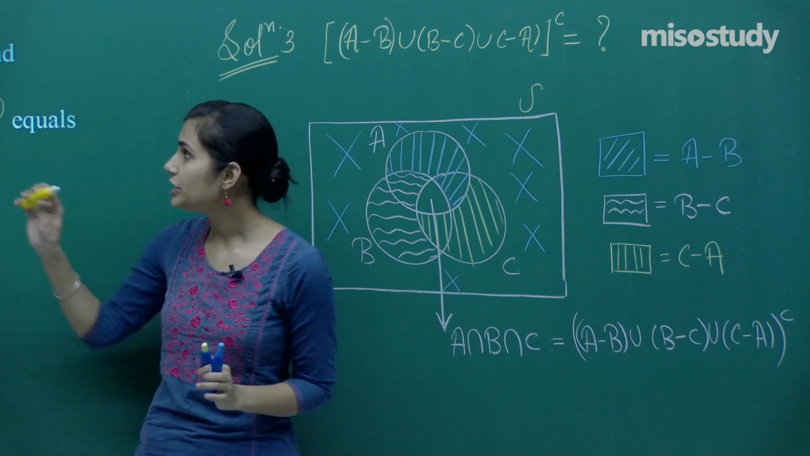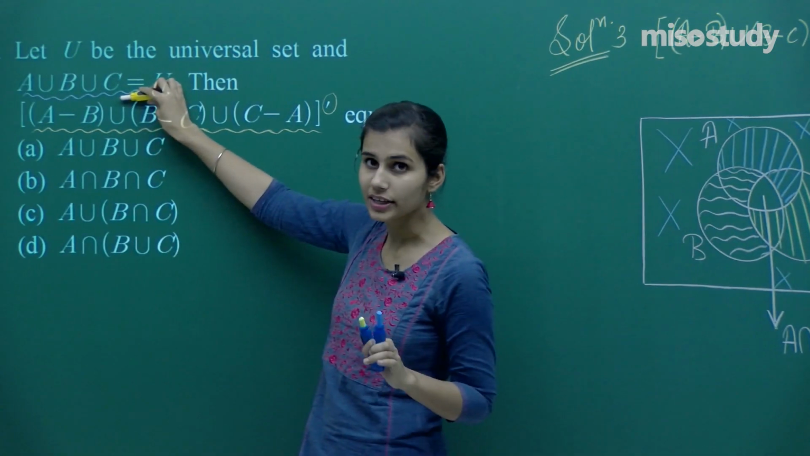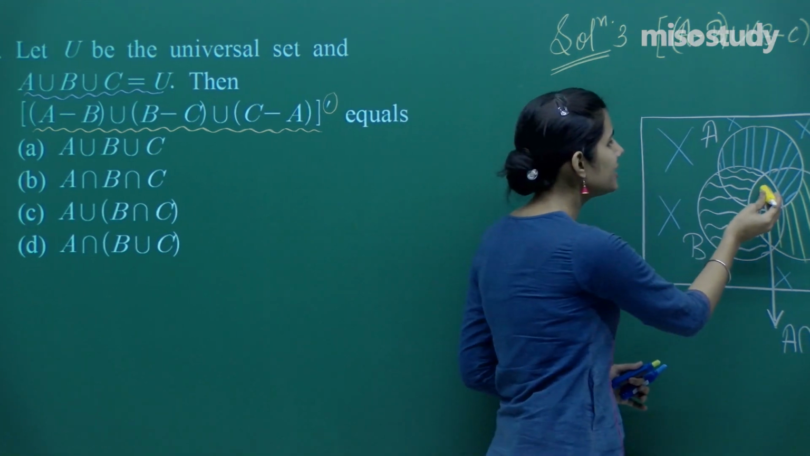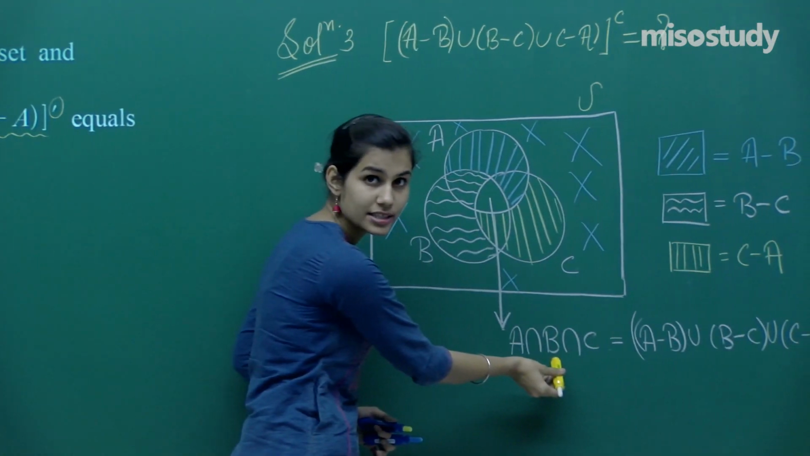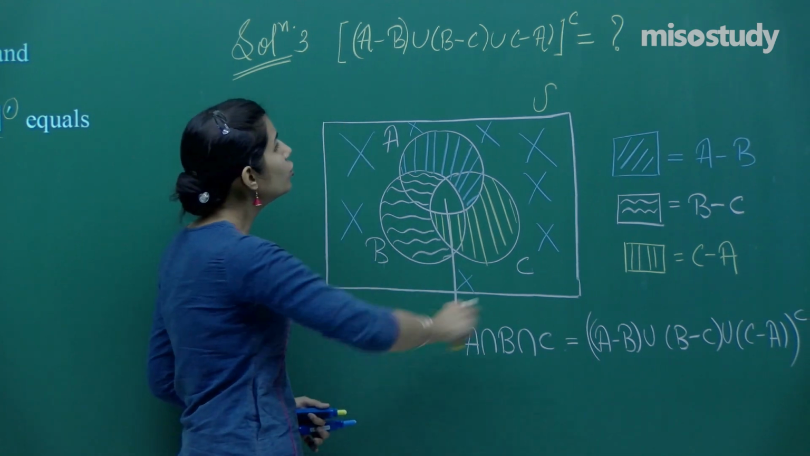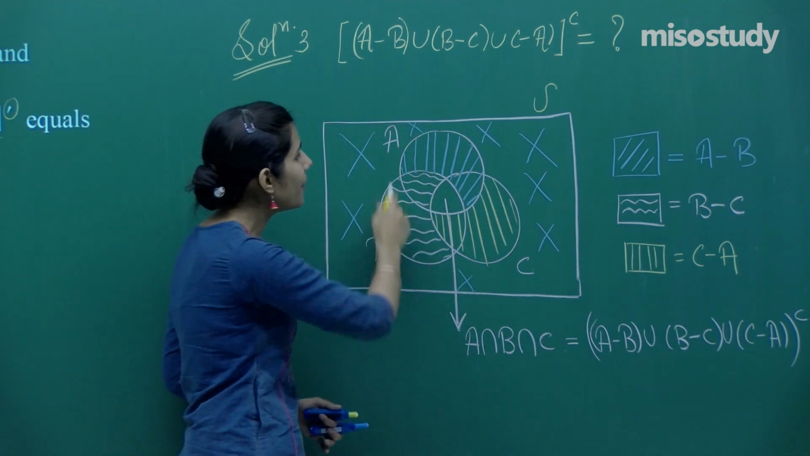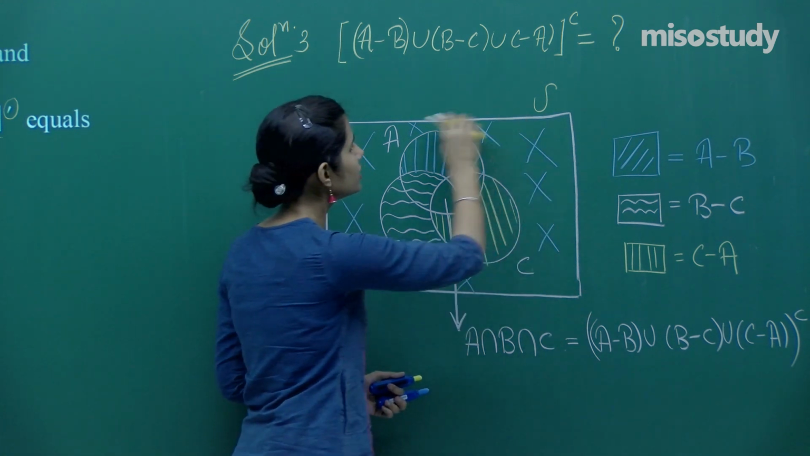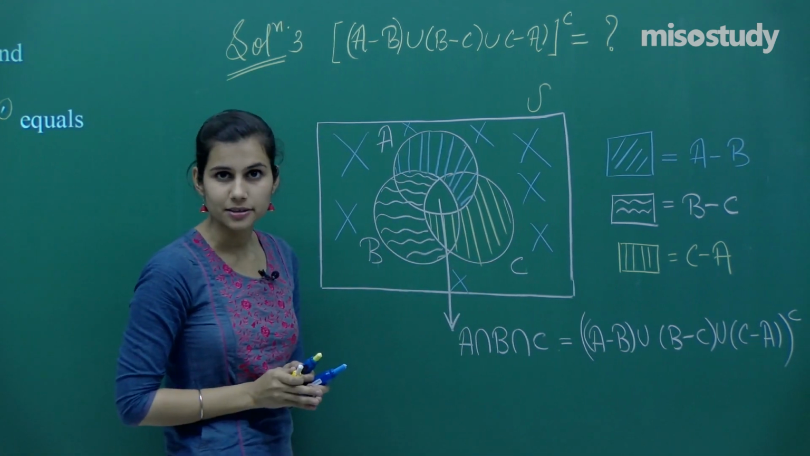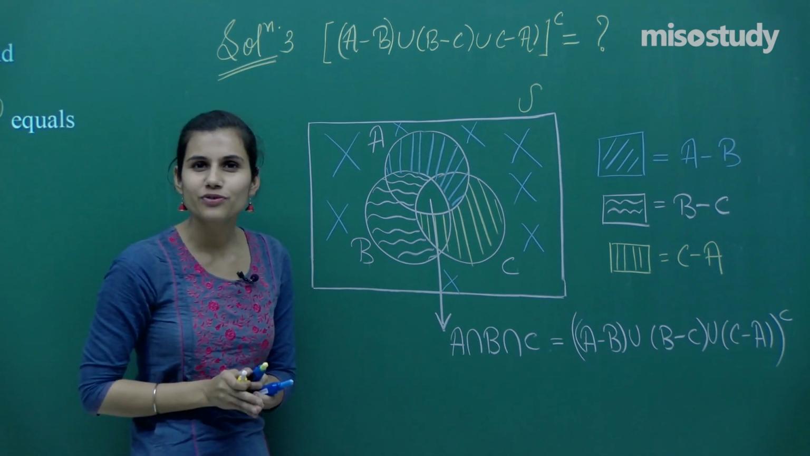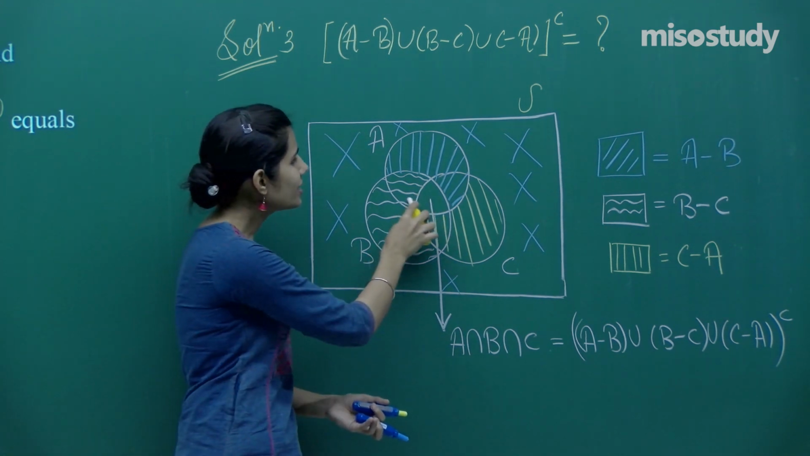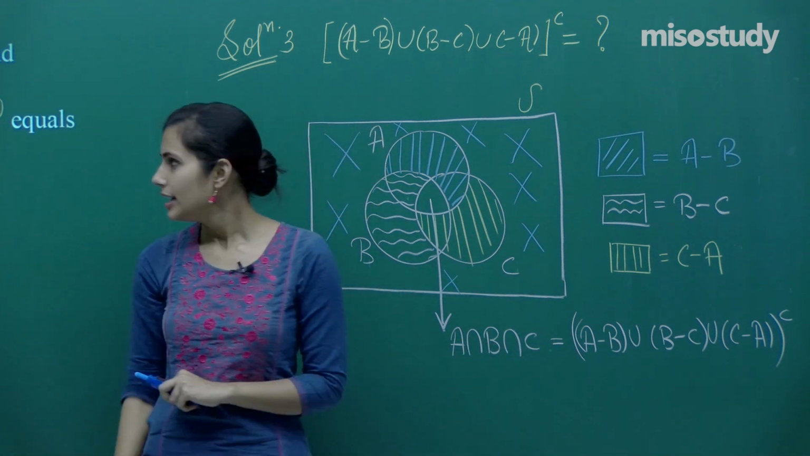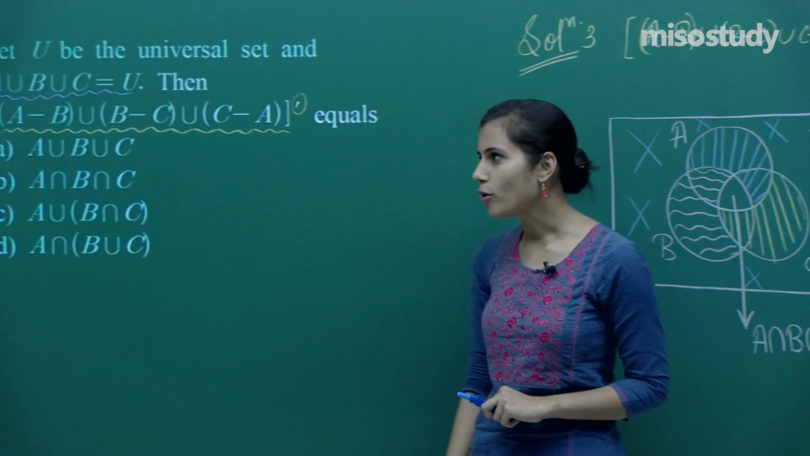If suppose this particular fact had not been given, that A union B union C is U, in that case this region which is A intersection B intersection C, along with the union of the universal set minus A union B union C, which is this blank portion, would also have come as the answer. But here we don't need to worry because the answer is just this small portion which is A intersection B intersection C. Let us see if that is there in the options.